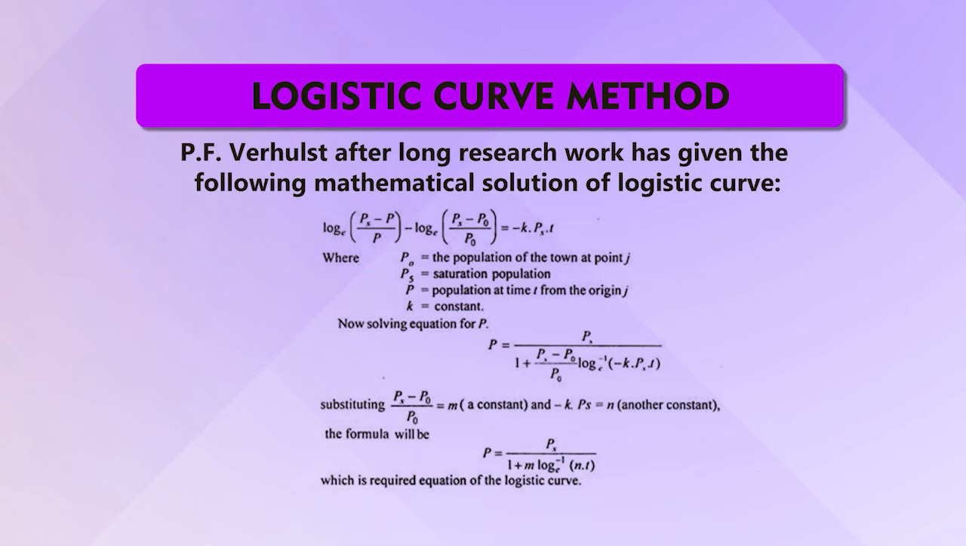So after solving this equation for P, we get the formula: P is equal to Ps divided by 1 plus m log inverse log e into (n into T). Here m is equal to (Ps minus P0) divided by P0, and n is another constant, equal to minus K Ps.